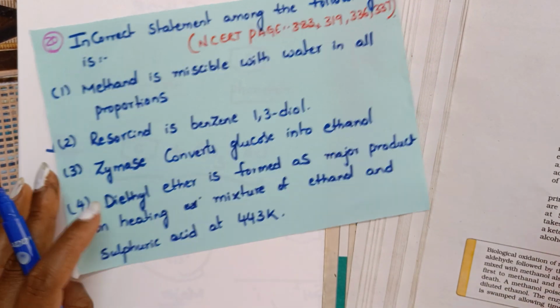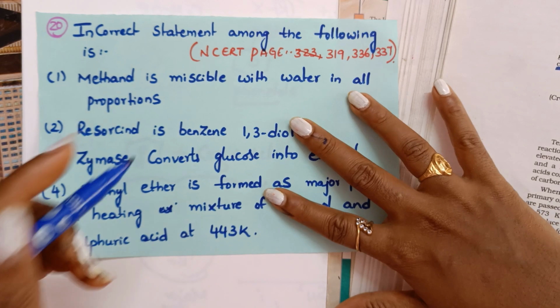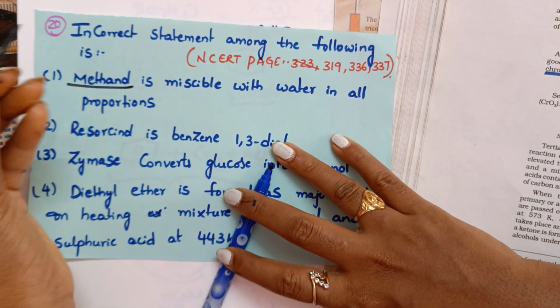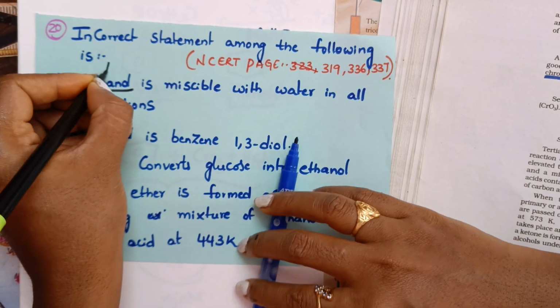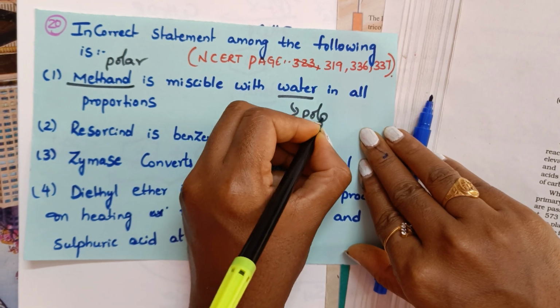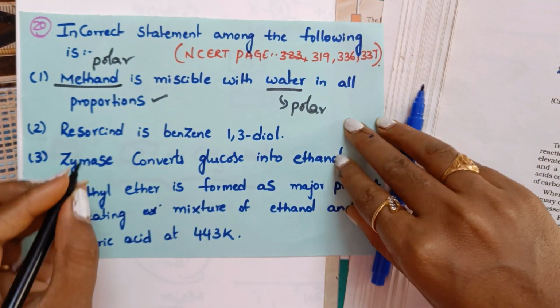Next one, incorrect statement among the following: methanol is miscible with water. See, methanol is a polar protic solvent. It is a polar solvent. Even water is also polar. So both are soluble. So this is a correct statement.